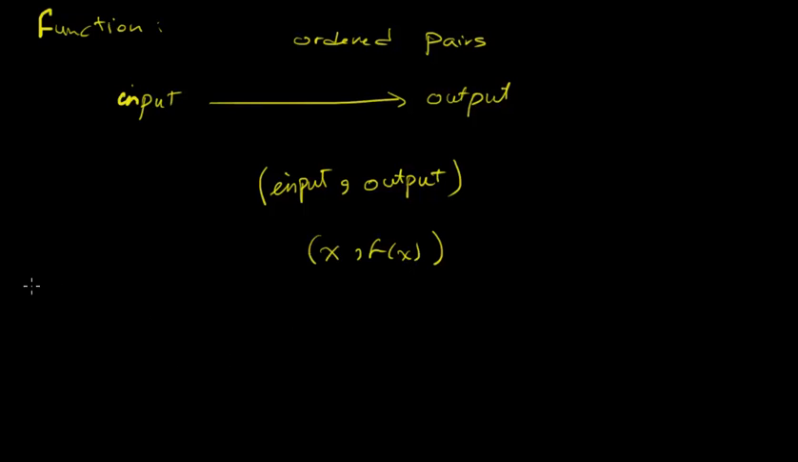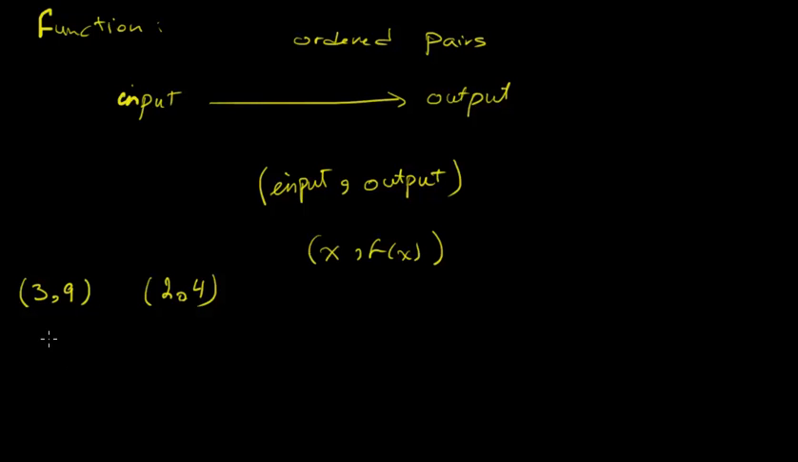Let's say we have 3 and 9. It's written like this. Always input comes first and 9 second. That means the function takes 3 in and gives out 9. Let's say you have 2 and 4. It means the function takes 2 in and gives out 4. So a function can be defined as a set of ordered pairs.